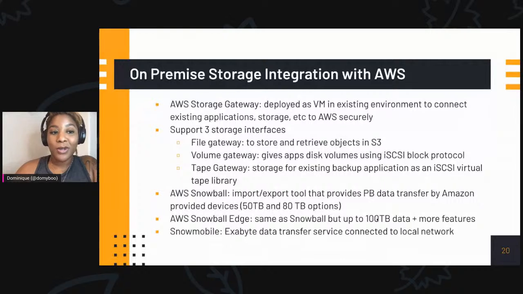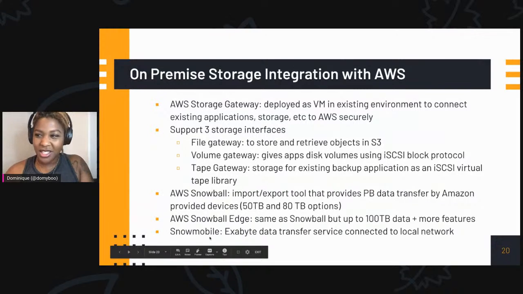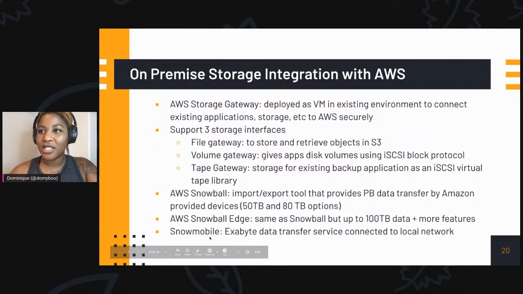So say, for example, one of the questions says I need 105, right? You can't use this one. You would have to use Edge. And then Snowmobile. Who comes up with these names? I just want to know, product team, who's doing these naming conventions? Snowmobile is an exabyte data transfer service, which is connected to your local network. If I'm not mistaken, I think Amazon actually comes to your data center, where they connect something to it, and that's how you're connecting back and forth.